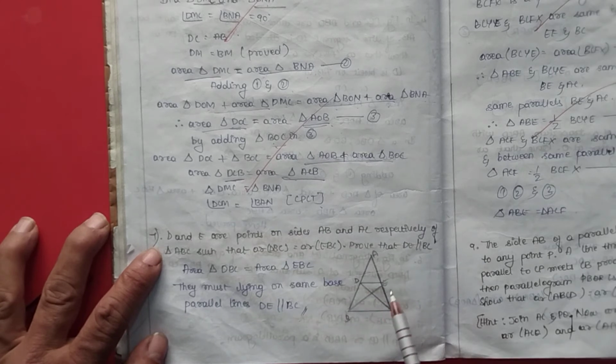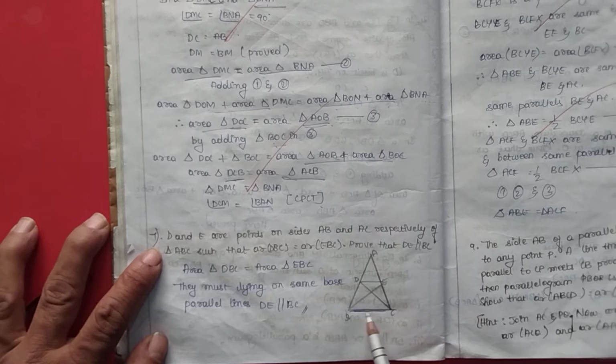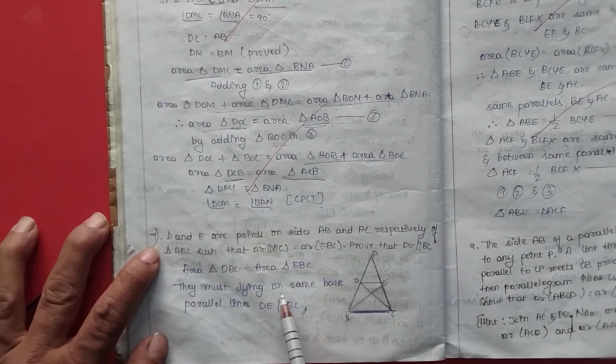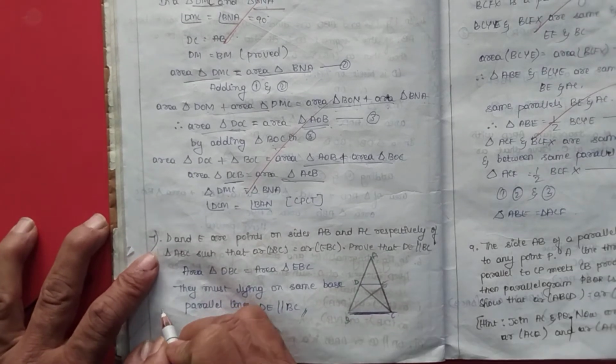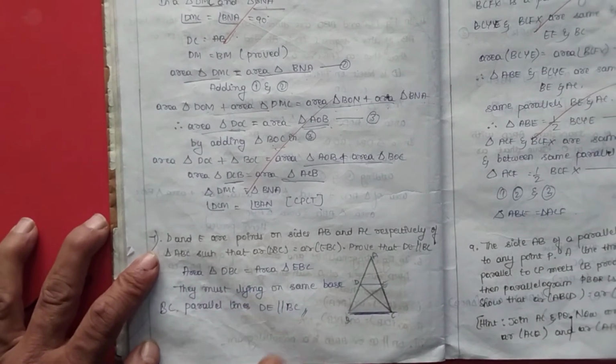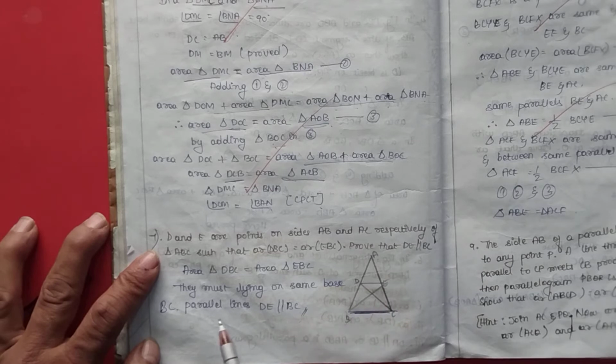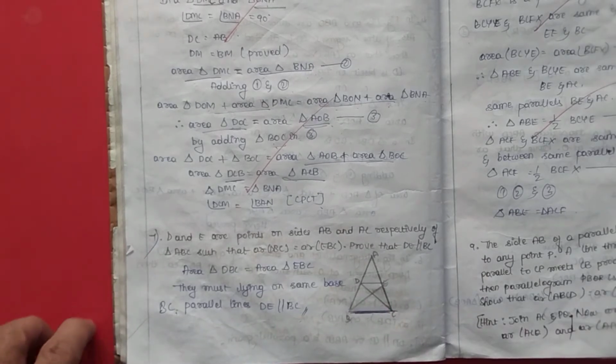What is common in DBC and EBC? BC is the common base of the triangles. They lie on the same base BC, and with equal areas we can call them parallel lines. DE is parallel to BC. Hence proved. That is the 7th one. We are done.